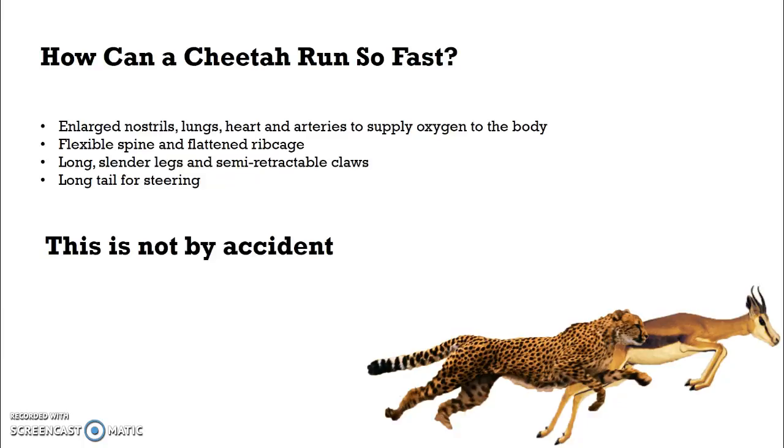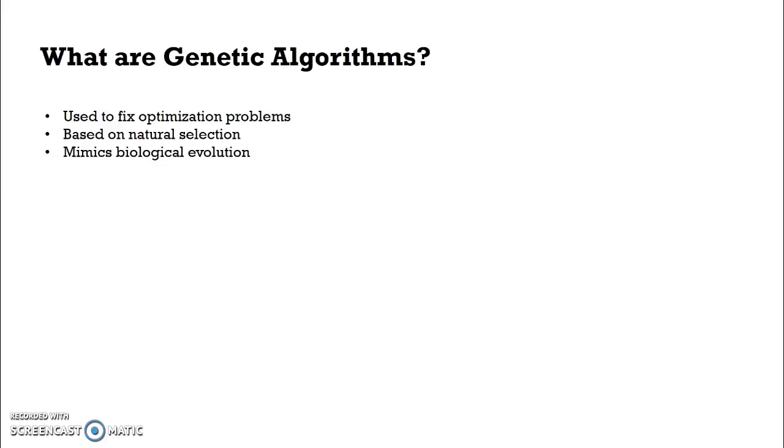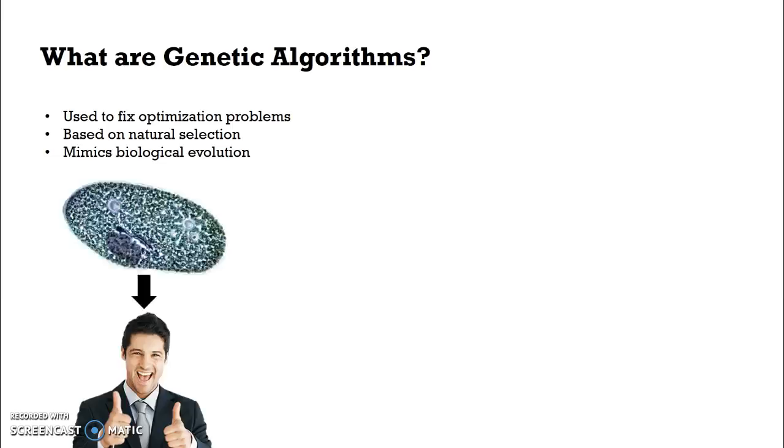Cheetahs have evolved and gone through a process of natural selection that have allowed them to develop these traits that'll make them run fast. They need to run fast in order to get their food supply, with the slower cheetahs dying off and not being able to breed. Now, genetic algorithms are used to fix optimization problems, but they are based on this process of natural selection and mimic the biological evolution that the cheetah went through.